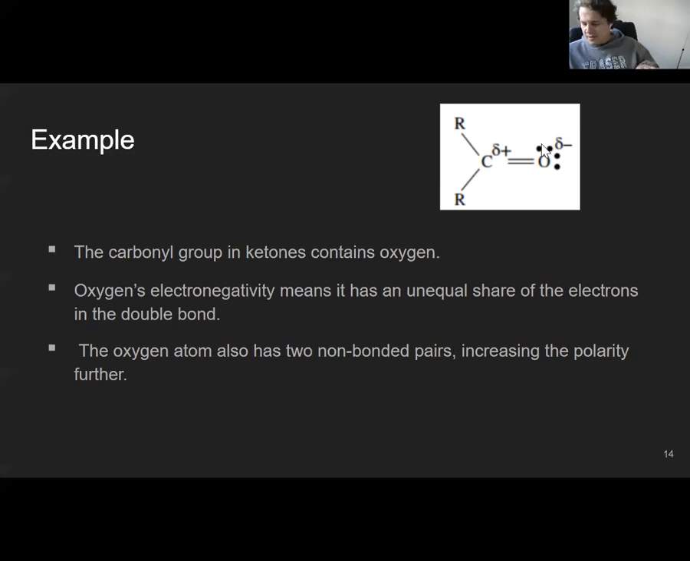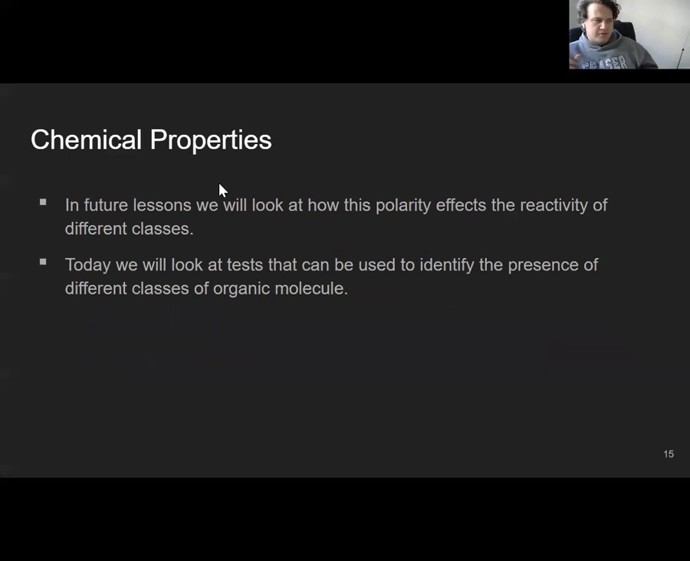Sorry, it won't steal them. It will hog them because it has a higher electronegativity than the carbon. So it has this unequal share. So we're looking at how does this polarity or uneven distribution of the electrons affect the reactivity of an organic compound, and how can we utilize that reactivity in order to test for them?